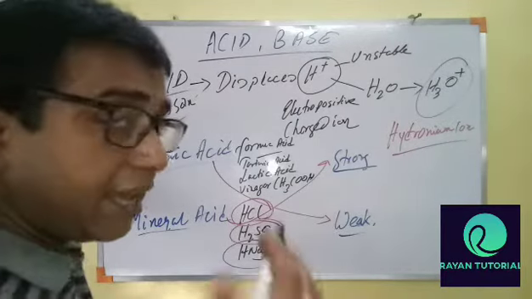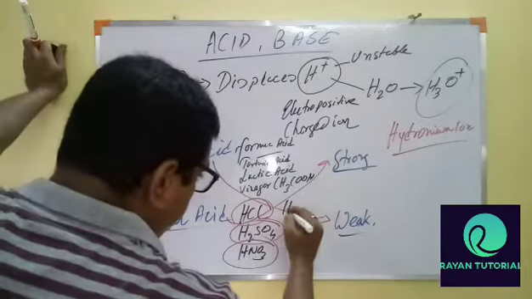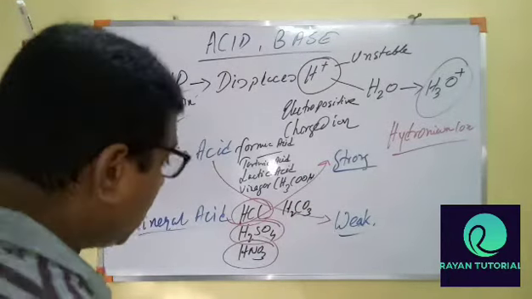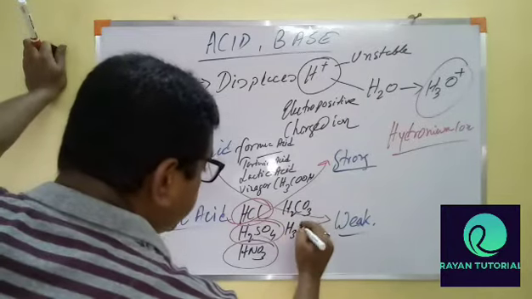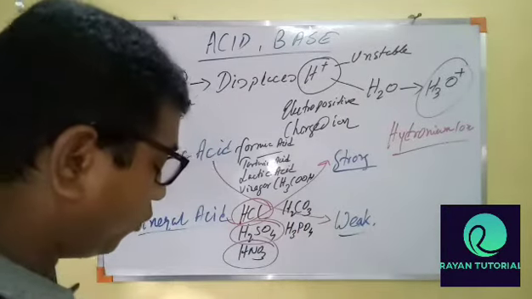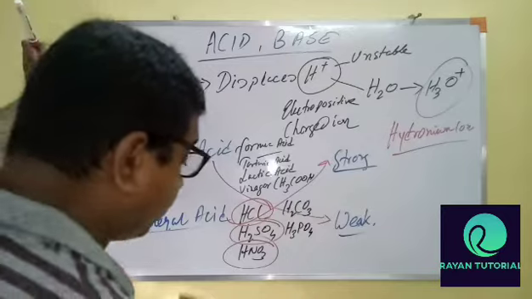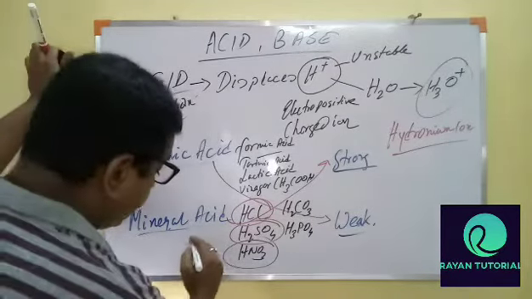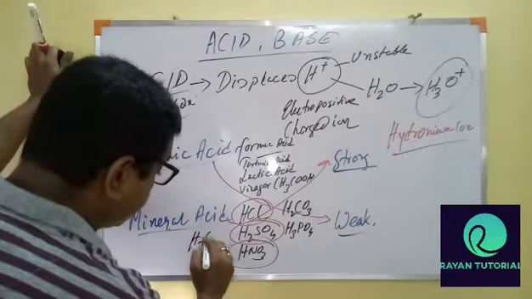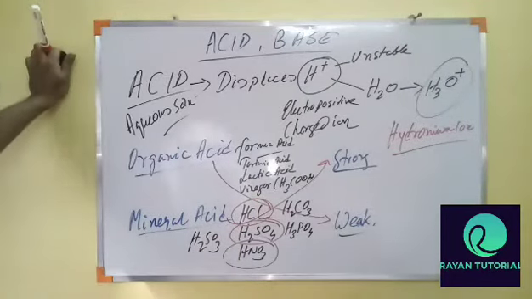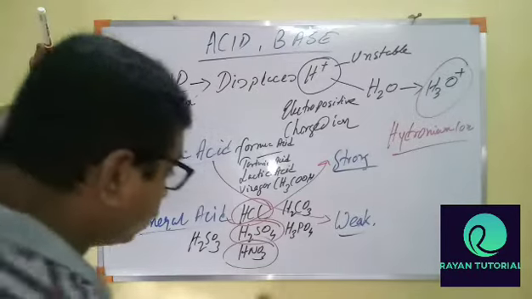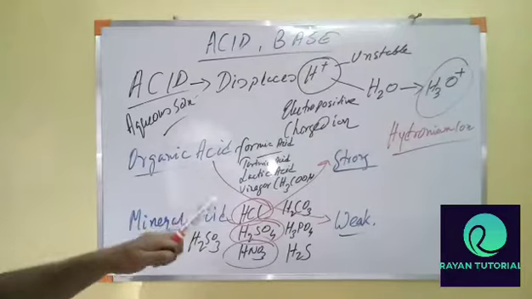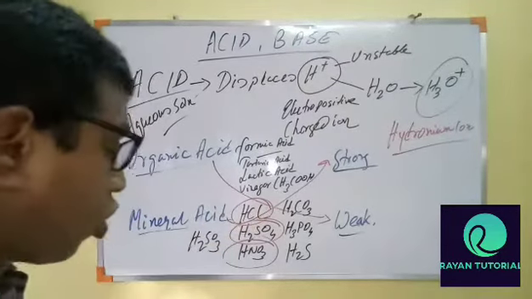Apart from this, there is carbonic acid, H2CO3, there is phosphoric acid, H3PO4, there is sulfurous acid, H2SO3, this is sulfuric, there is one more called sulfurous, and then hydrogen sulfide. All these are mineral acids. Now mineral acids are always strong.